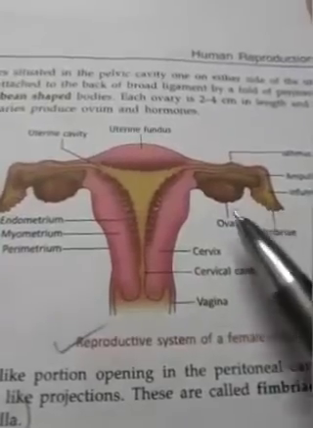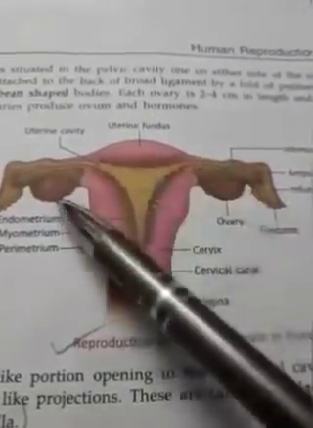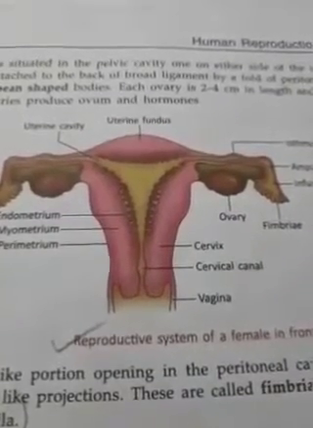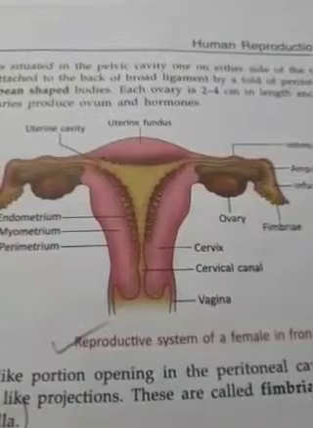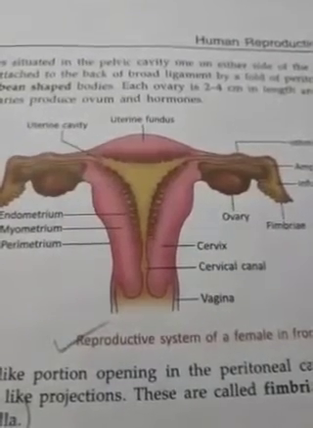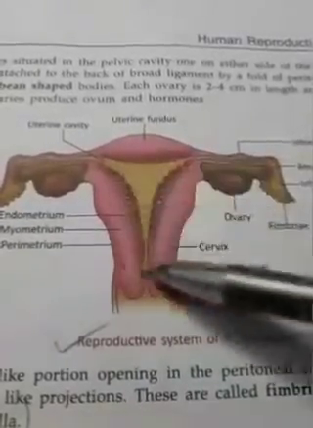You can see there are two ovaries on each side, right? These are the primary female sex organs, and they are situated around the pelvic cavity on either side of the uterus. This is the uterus, you can see.